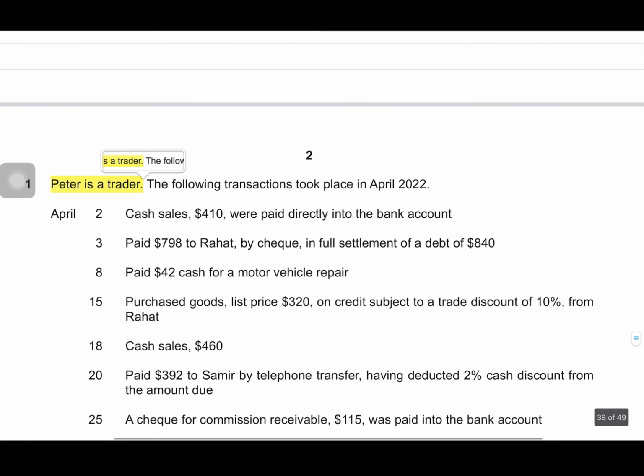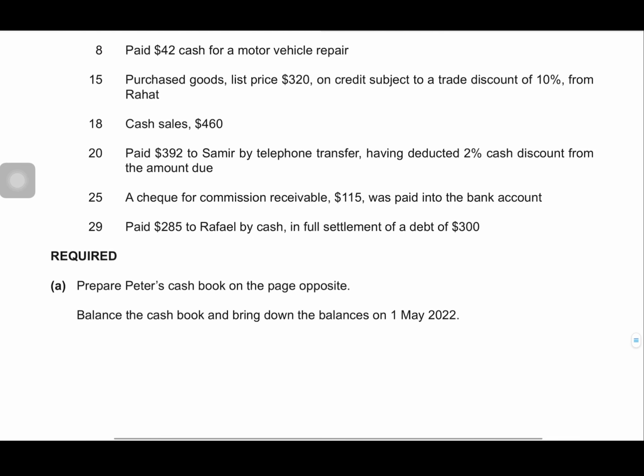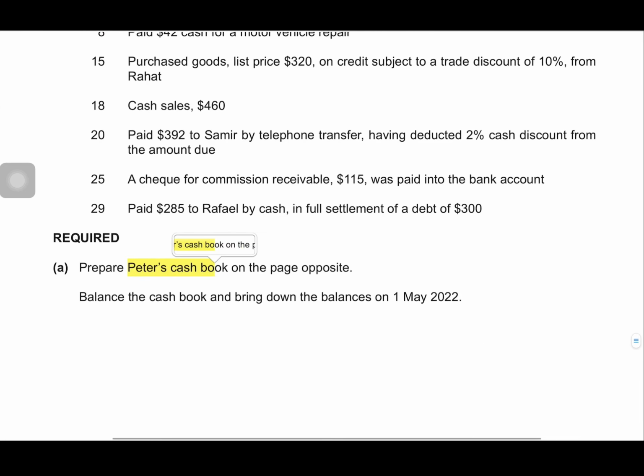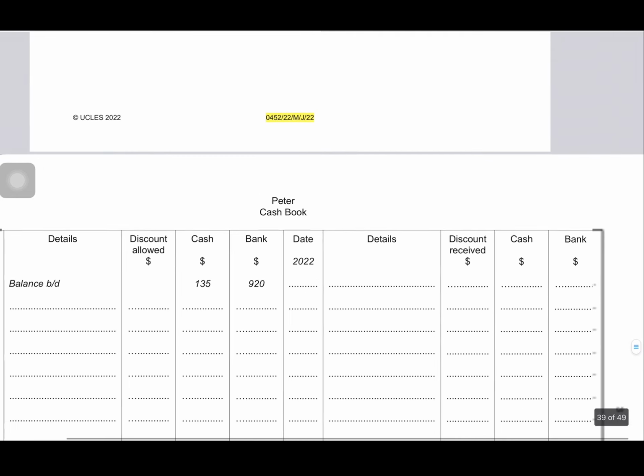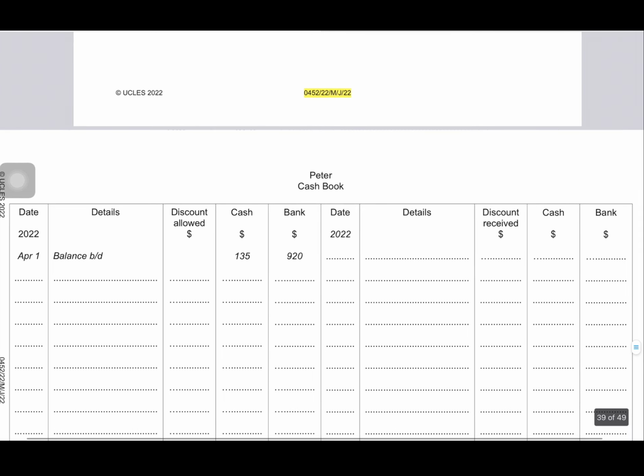So let's begin. The question says, Peter is a trader. The following transactions took place in April 2022. So these are the transactions, and in the first part we are required to prepare Peter's cash book, balance the cash book, and bring down the balances on 1st May 2022. And this is the cash book. It's a 3-column cash book.